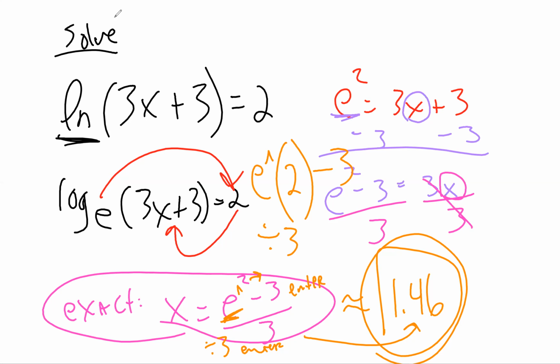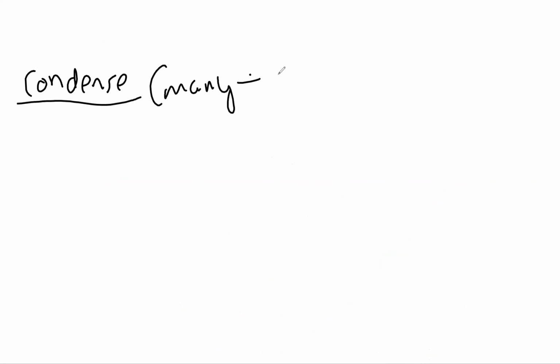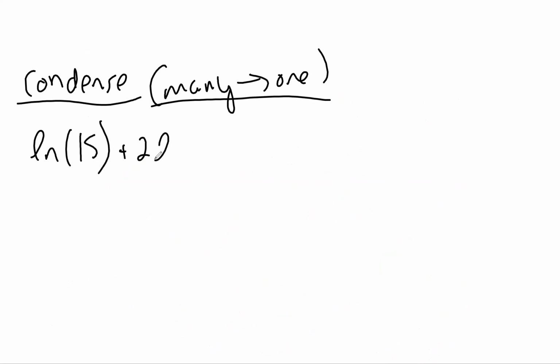Okay, so let's look at some condensing logs, okay? So that was the next question. So we are going to look at some problems where we condense. And when we talk about condensing, we're talking about going from many to one. Okay, that's the whole goal here. So what if I have, let's do the ln of 15 plus 2 ln of x minus 6 ln of y.